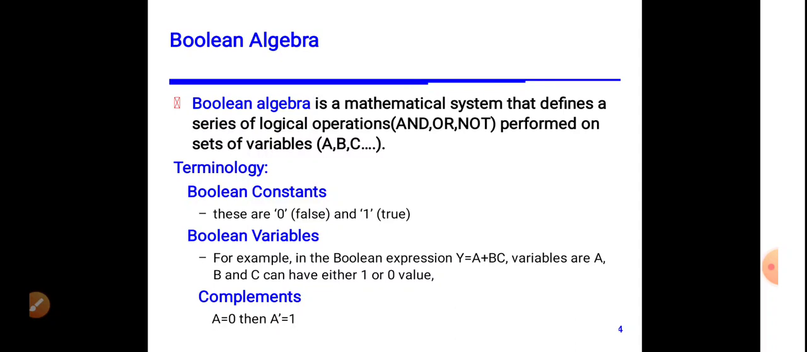Just now we have discussed 7 gates, but all these 7 gates are not basic gates. Only AND, OR and NOT gates are basic gates. By using these basic gates, we have derived 4 more gates. So the basic gates are only 3: the AND gate, OR gate and NOT gate. By using these 3, we have derived the secondary gates. Those gates are the NAND gate, NOR gate, XOR gate and XNOR gate.